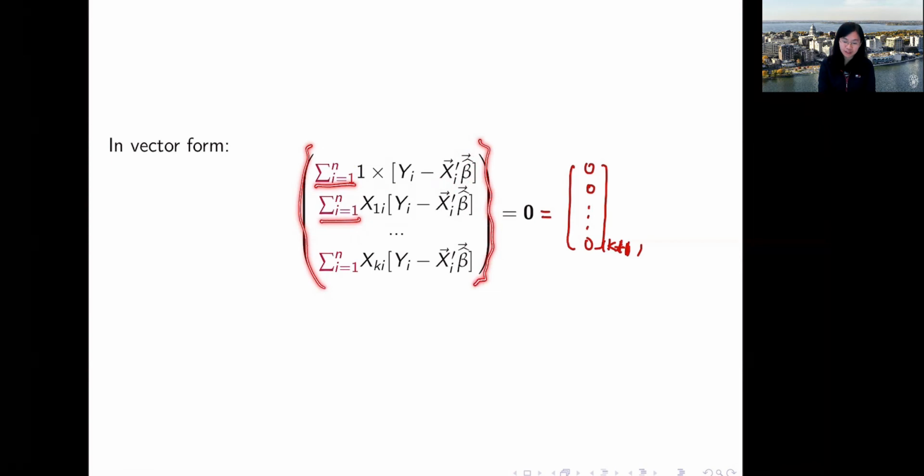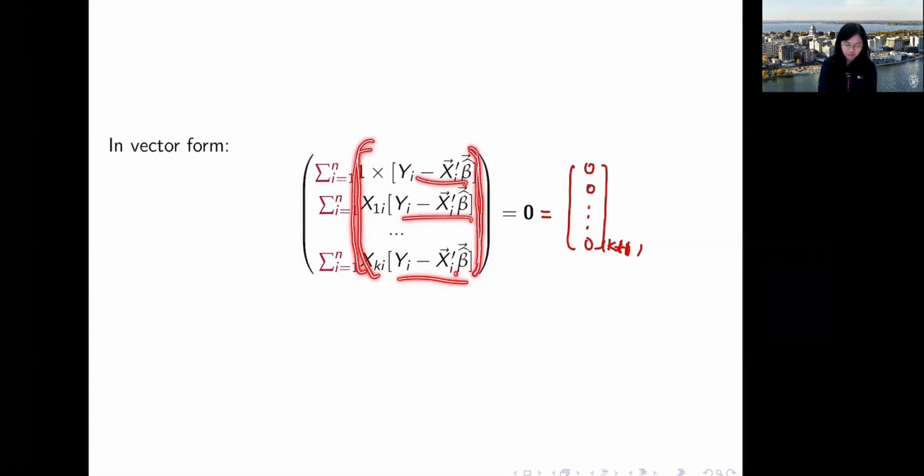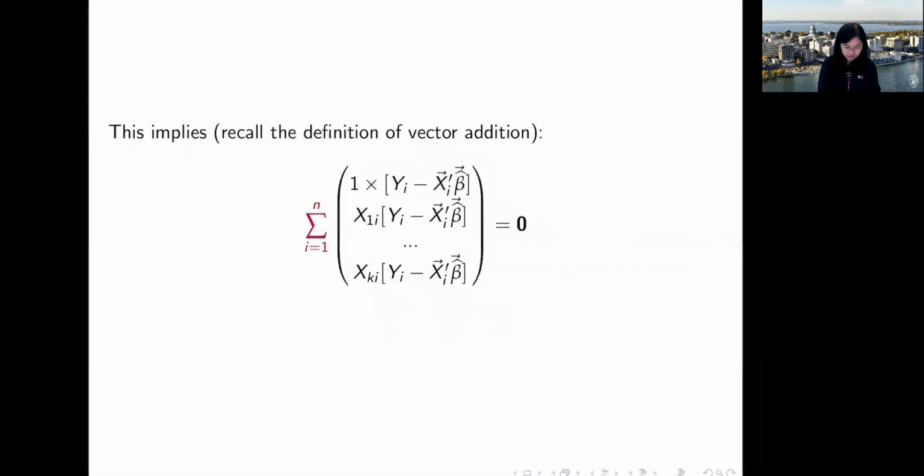But what are we adding up? We are adding up these vectors. If you put these k plus 1 numbers for each i into a vector, then this vector is the summation of these vectors. So again, equivalently, we can write the first order condition as the sum of these vectors equals 0. And we're getting very close to the solution now.